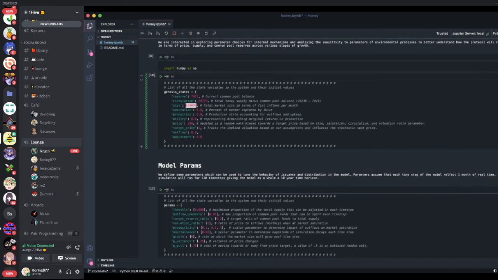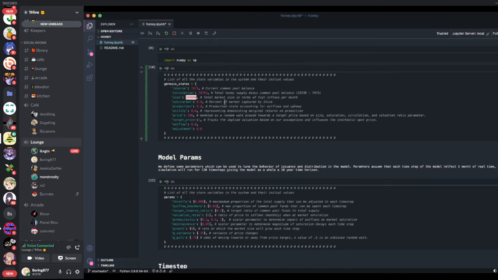There's this market size thing, which I might remove from the model because it's not that important. We're not using this as a valuation model, but essentially it's saying how big is the market in terms of fiat inflows per month, which is used in the model to determine, based on market saturation and growth, how much is being converted to honey, the buy pressure as you reach market saturation. The saturation is just a value from 0 to 1.